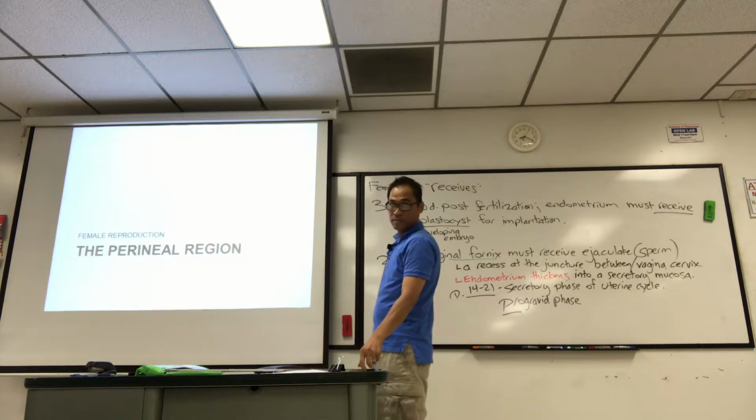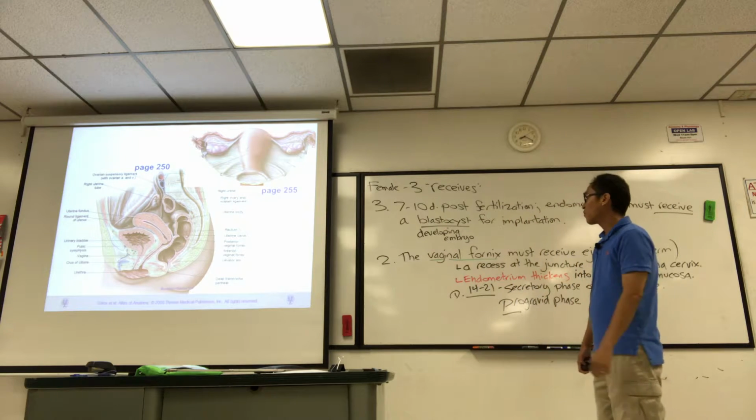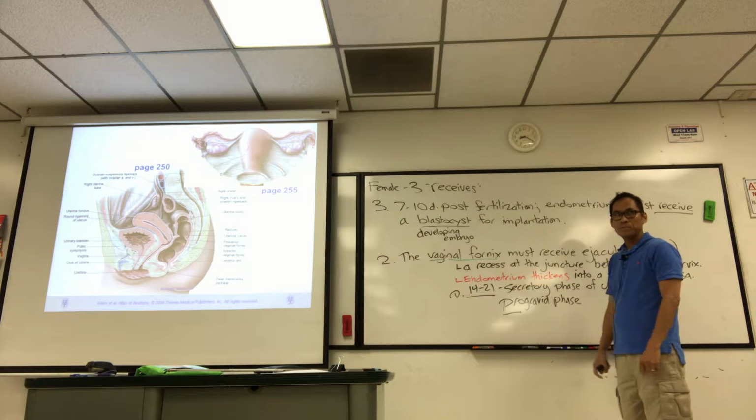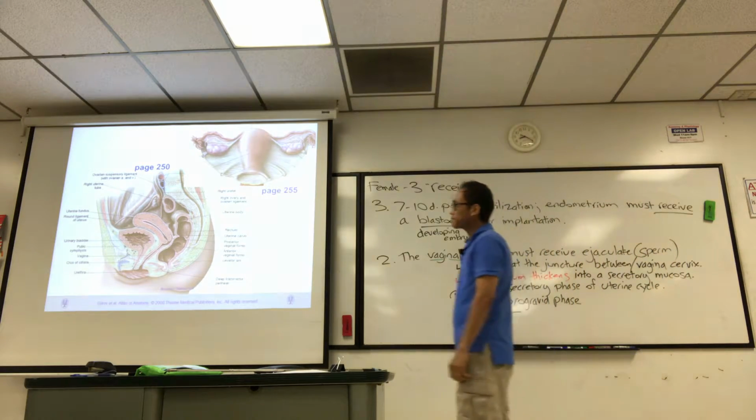Professor? Yeah, question? So, yes, so you said fertilization occurs in the fornix? No, fertilization occurs in the ampulla of the uterine tube. Okay. Ejaculate is deposited in the fornix. Okay. Yeah.